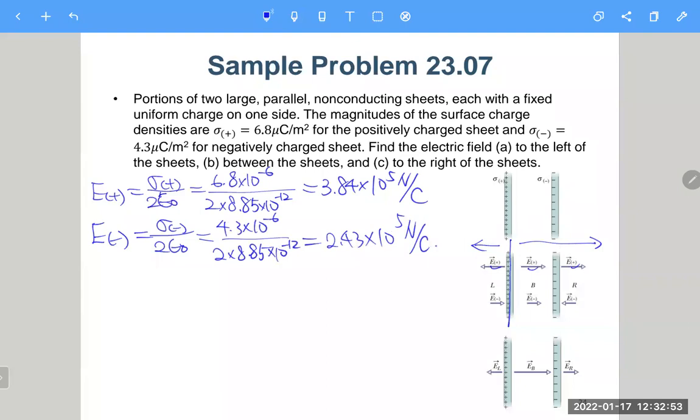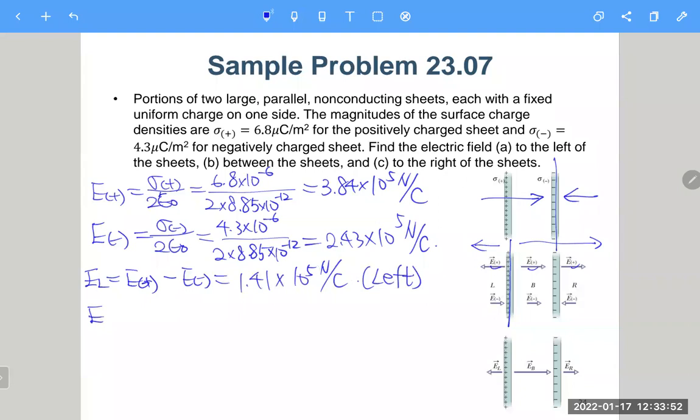Okay, so regarding this one, the E field points to the right side because this is negative charge, and then points to the left side here. So we can see E minus points to the right side for L and B, and then E minus points to the left side for R. So for the left region, we should have E plus minus E minus, because this one points to the left side and this one points to the right side. So part of them are cancelled. So we have 1.41 times 10 to the 5th power Newton per Coulomb to the left side.